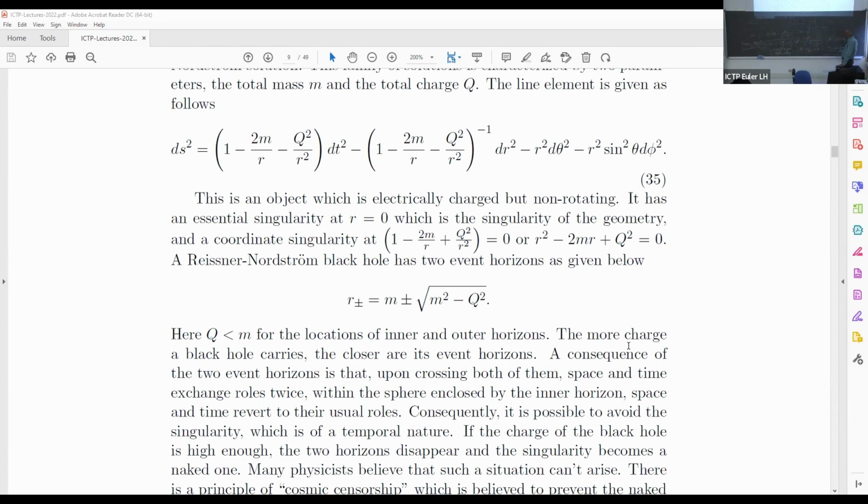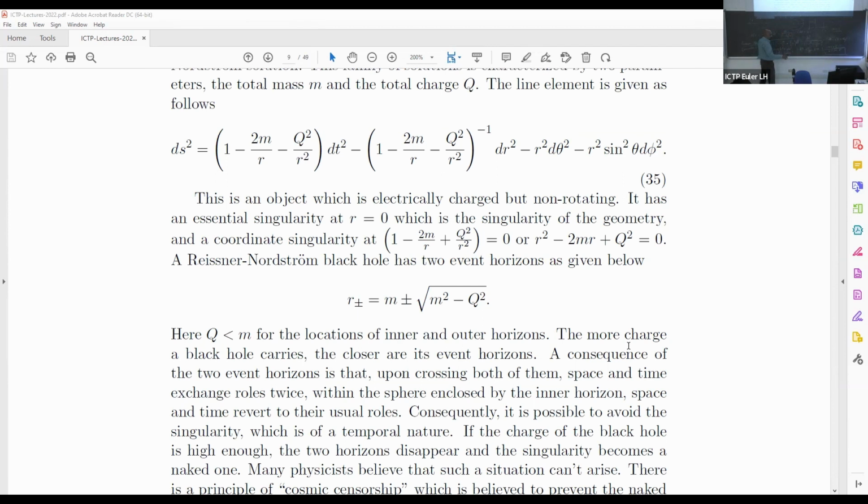Here we can have a situation where there are two other situations also. So this is the solution we're talking about when mass is greater than charge. Mathematically, it's an interesting situation. Because it's a quadratic equation, we can have other two: mass equal to charge, or less than charge also.